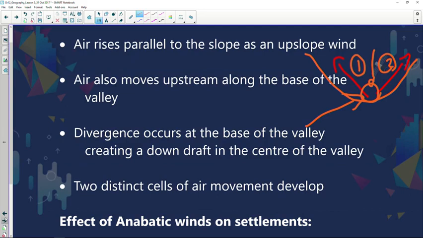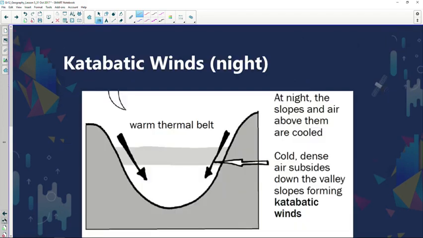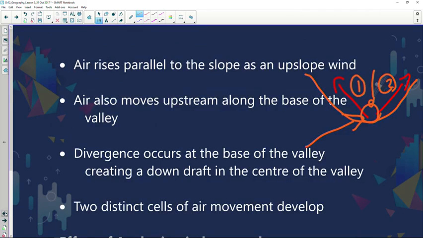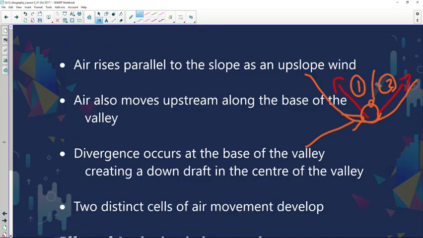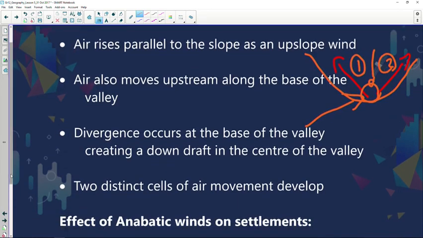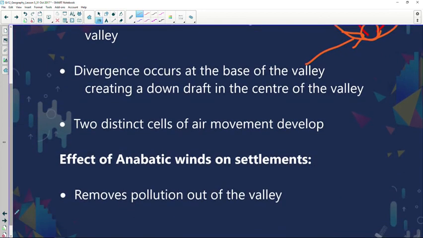Now, what are the effects of anabatic winds on a settlement? Keep in mind, when we refer to a settlement, it's where people live. Many people do live in valley areas, and obviously it has a direct implication on the settlement itself. In this case, we've jumped a couple over there, just want to go back. In this case, it actually helps with pollution.